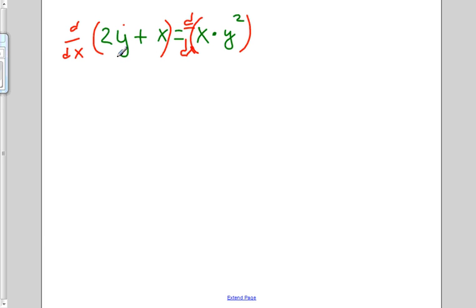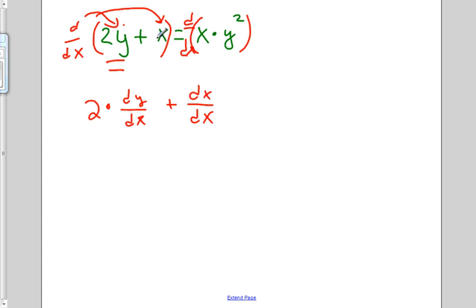Okay, well, on the left-hand side, we don't need to worry about any product rule or quotient rule or any of that. We have 2y plus x. So if we take the derivative of 2y, that's just going to be 2 times dy dx, plus, distributing this derivative action, the derivative of x. Well, we know that the derivative of x is just 1, but just for now, let's say dx dx, which is going to be 1, because the rate of change of x always has a slope of 1.